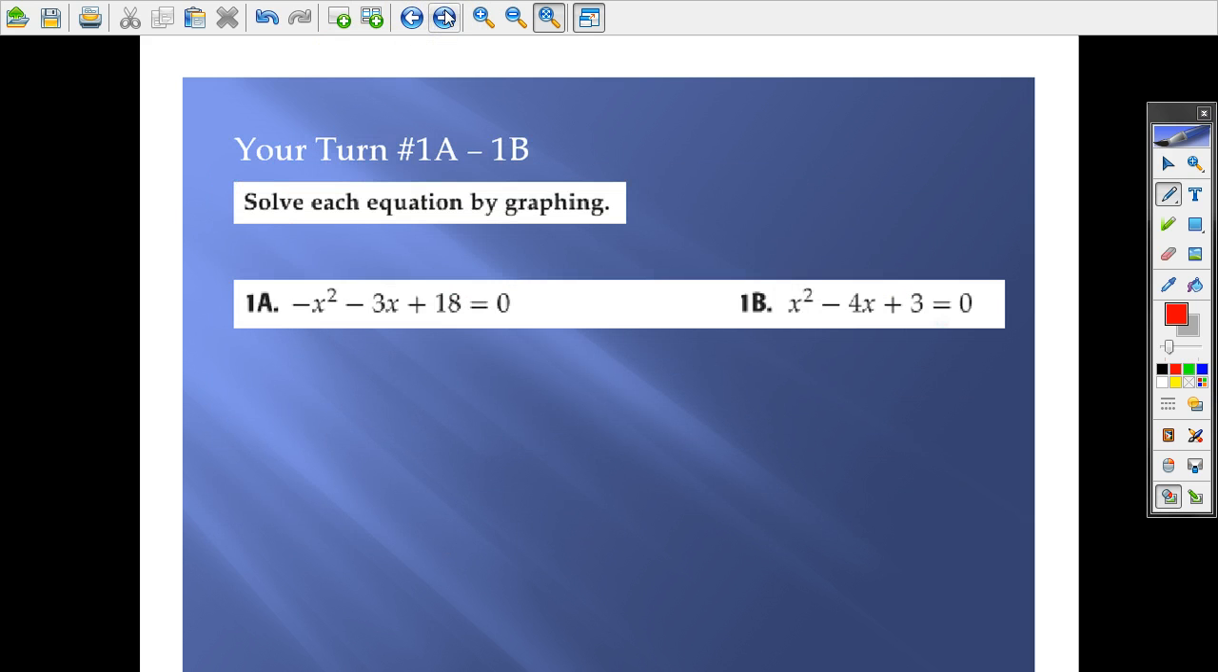Alright, so go ahead and solve 1a and 1b. You're graphing this function. Do you remember how to graph from section 9.1? If not, you can go back to the video or go back to your textbook and see a review on how to graph a quadratic function. Once you graph this, where it meets on the x-axis, when y equals 0, those are the points that we're looking for. So go ahead, pause the video, and do 1a and 1b.